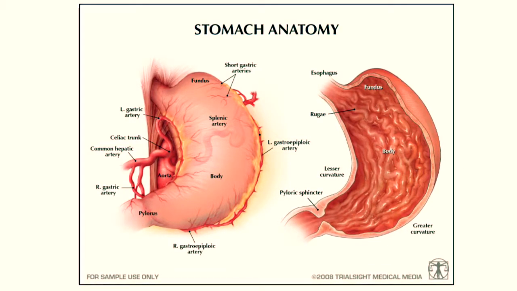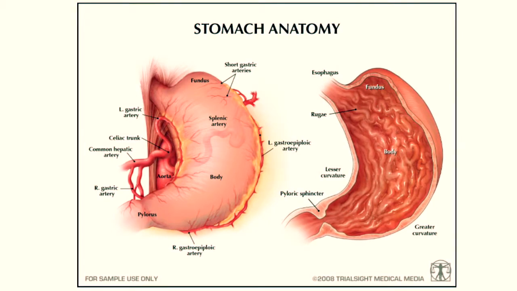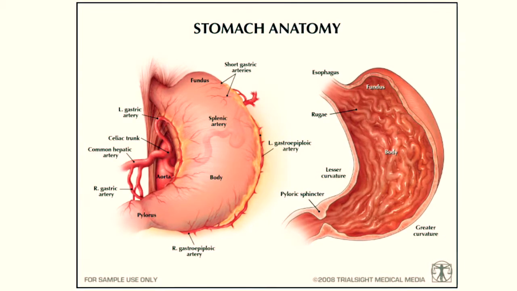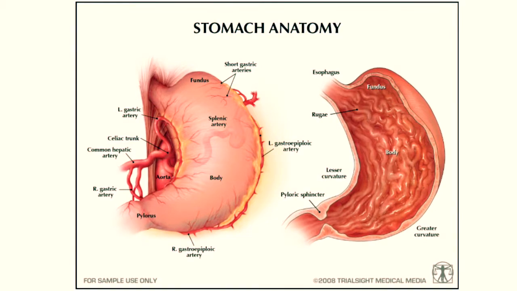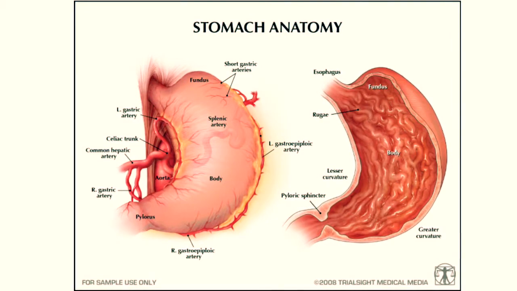There are two kinds of digestion in the stomach, mechanical digestion and chemical digestion. Mechanical digestion is the physical division of a mass of food into smaller masses, while chemical digestion is the chemical conversion of larger molecules into smaller molecules.